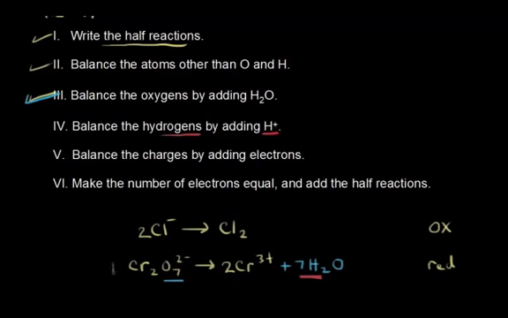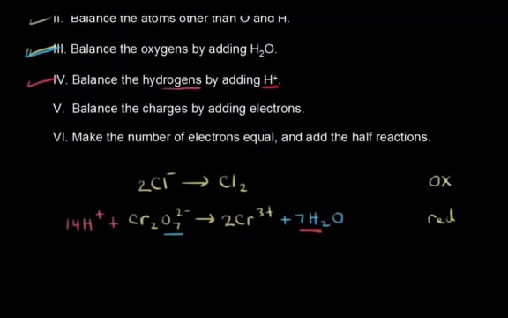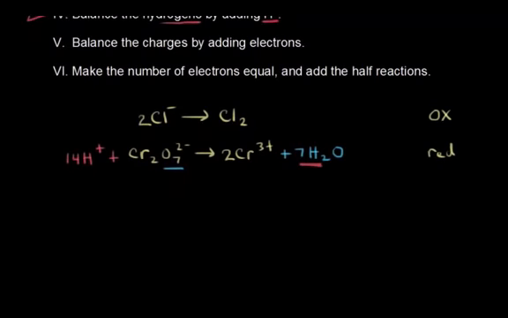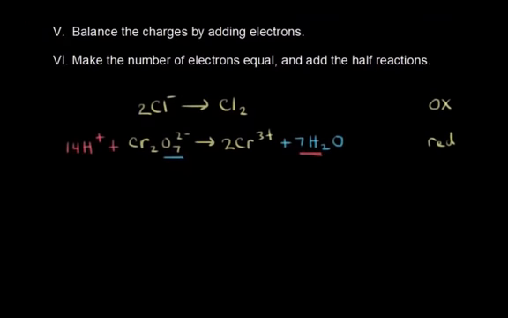So 7 times 2 is 14, so we go ahead and add 14 H+ to the left side of our half reaction. So step 4 is done. Step 5, balance the charges by adding electrons. So let's get some more space here first of all. Okay, so we're going to balance the charges by adding electrons.